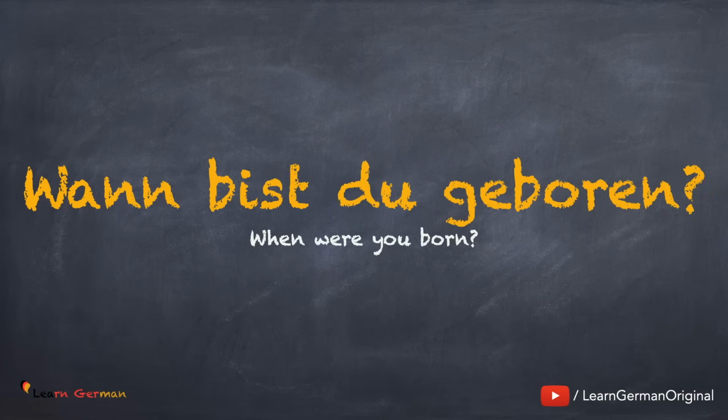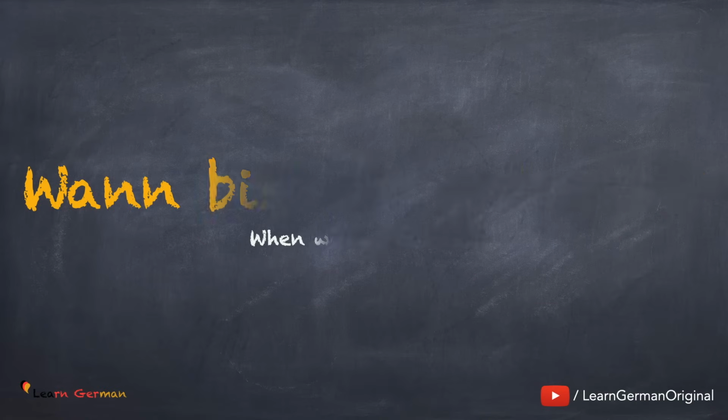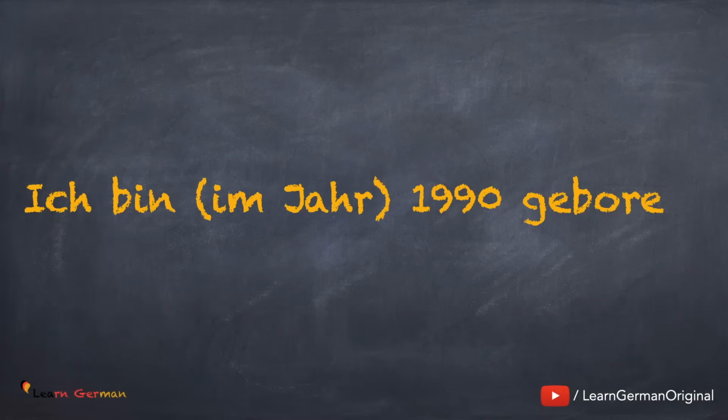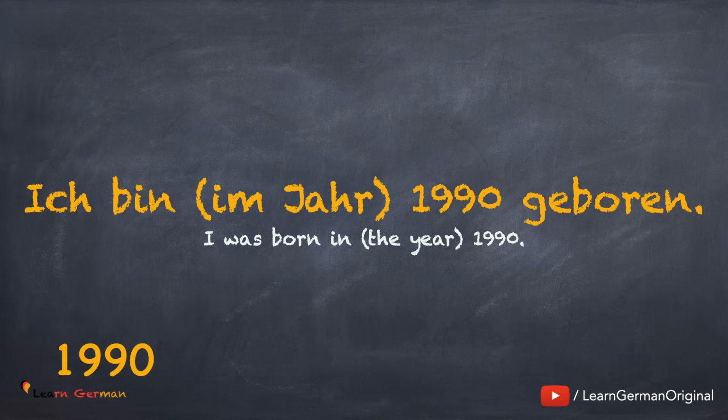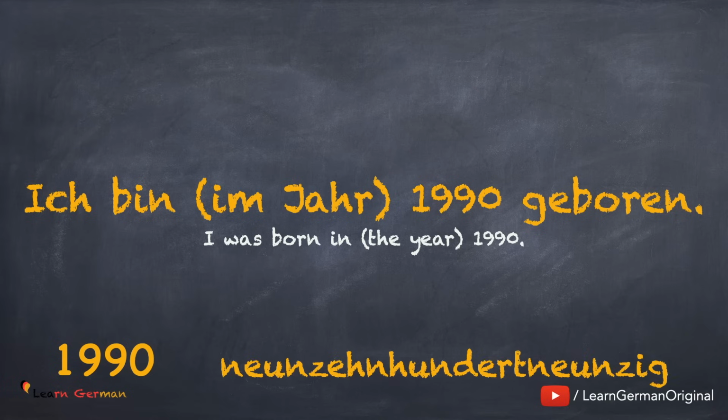Wann bist du geboren? Noch einmal, wann bist du geboren? Ich bin im Jahr 1990 geboren. I was born in the year 1990. Or you can say, ich bin 1990 geboren. Wann bist du geboren? Try writing this in the comment section below in words.